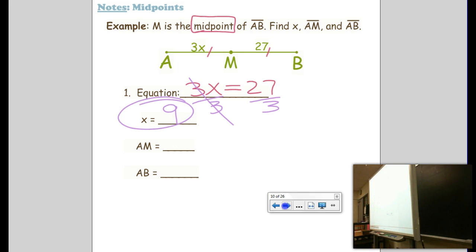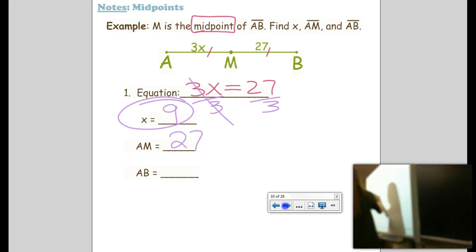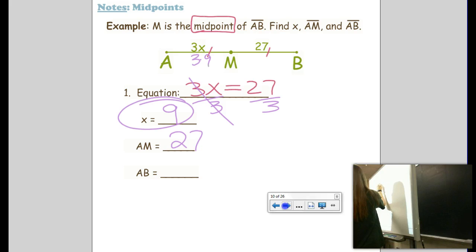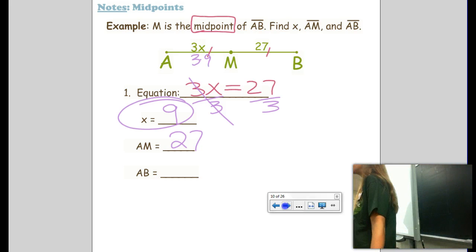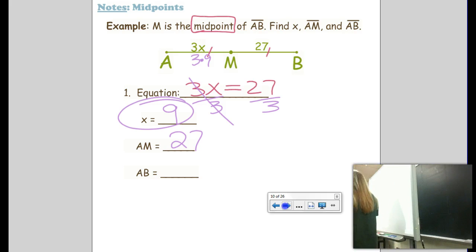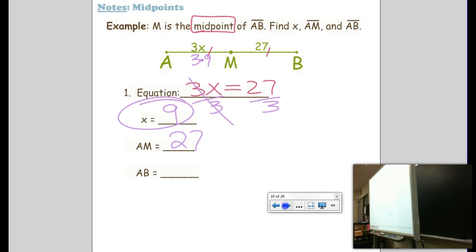Jose, how long is AM? Yeah. So when I ask you how long AM is, you could take the 9 and plug it in, 3 times 9. Or you could just say, well, that's a midpoint. So if this half is 27, then this half is 27. All right, and what about AB? Can you tell me how long AB is?